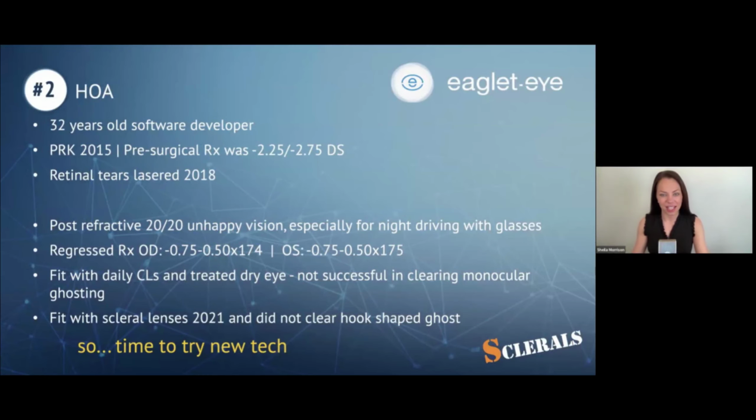Next, I get to sneak in and share a case that's really kind of hot on the trending list of all scleral fitting today. I have a patient that I want to share the journey of fitting HOA optics. It's kind of a thing that has been gaining popularity. We first started learning a little bit about HOA correction, I would say probably as early as maybe 10 years ago, maybe a little earlier.